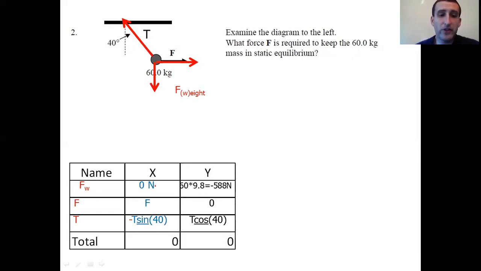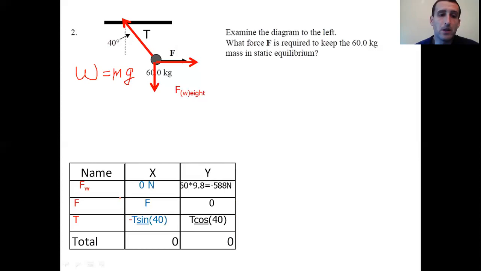So the weight force is straight down, but be careful, 60 kilograms is not a force, so we can't just write 60. Remember, we learned this back in chapter 5. The weight is equal to the mass of the object times the acceleration of gravity on the planet that it is on. And on the Earth, the acceleration of gravity is 9.8 meters per second squared. So we do 60 times 9.8, we get 588 newtons, but it's down, so it's negative 588 newtons because that arrow is down.